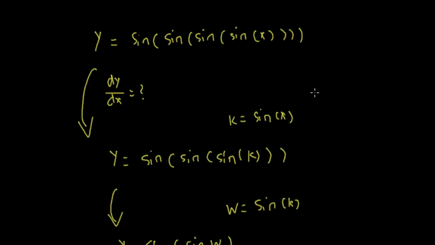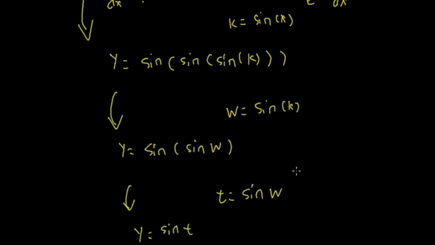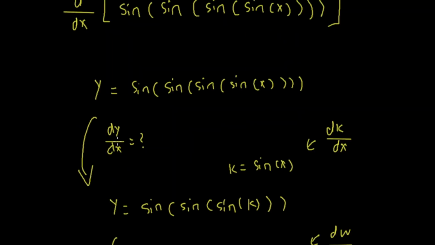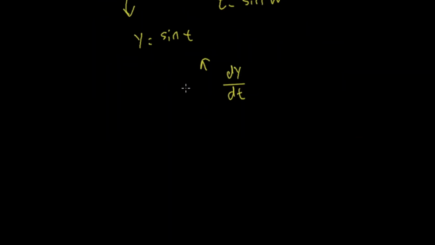According to the chain rule, we have to find here dk over dx, right? And here we have to find dw over dk, right? And then here we have to find dt over dw, right? And of course, finally here we have to find dy over dt. Now, what is dy over dx? The actual derivative of what we want to look for. Dy over dx.